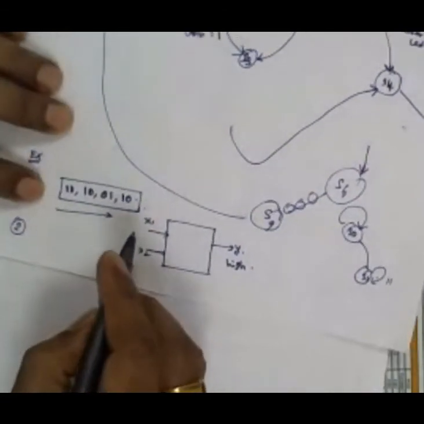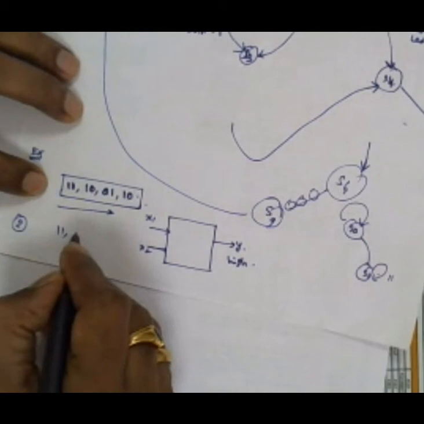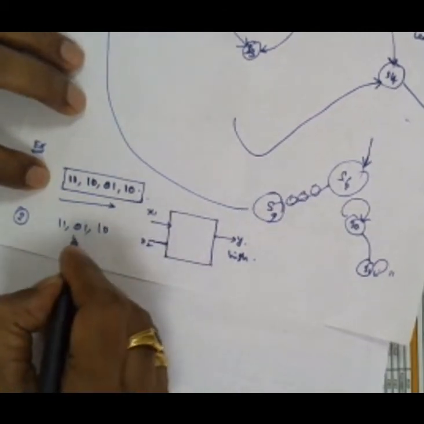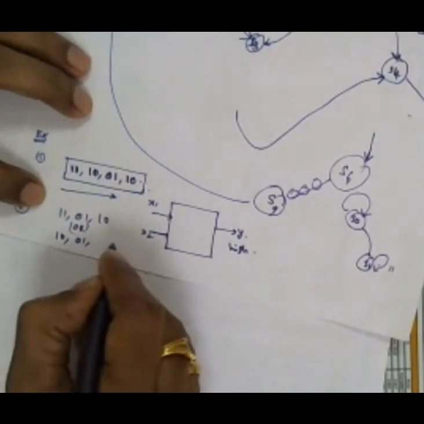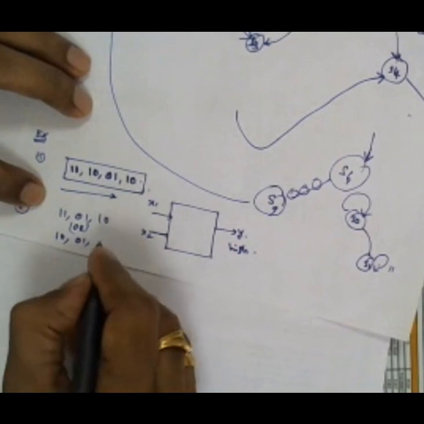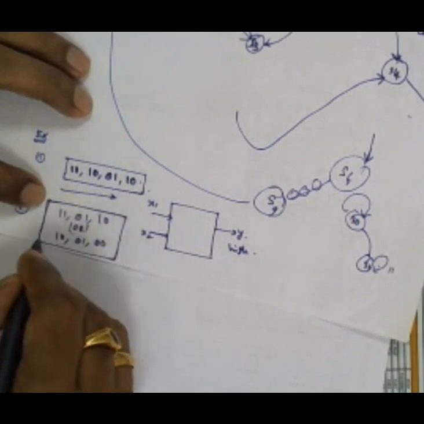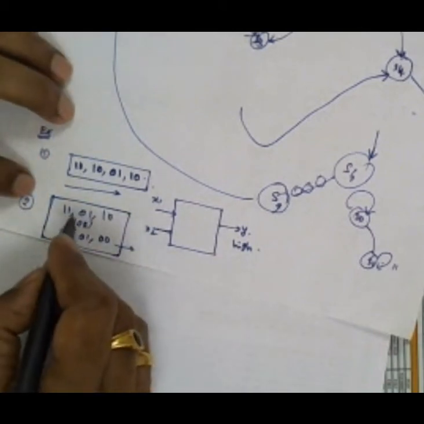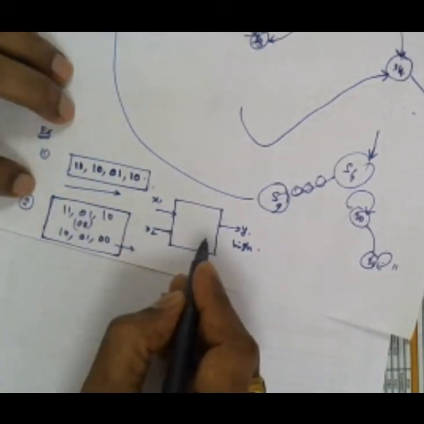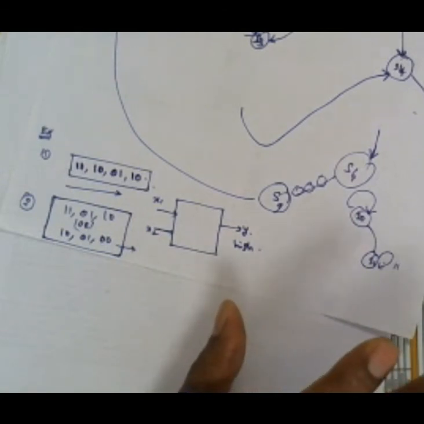Another practice for you: 1, 1, 0, 1, 1, 0 or 1, 0, 0, 1, 0, 1, 0, 0. If these two sequences are coming, then your circuit should be able to detect them. Either for 1, 1, 0, 1, 1, 0 the LED should be on, or for 0, 1, 0, 0, 1, 1, 0, 0, 1, 0, 0 the LED should be on. You understand now? You got the idea?